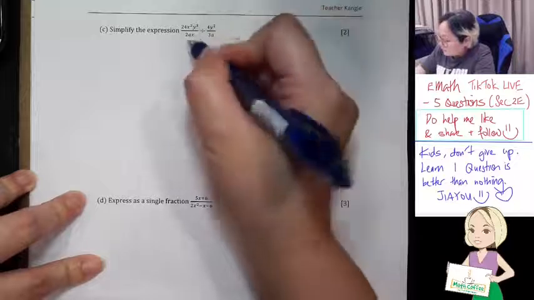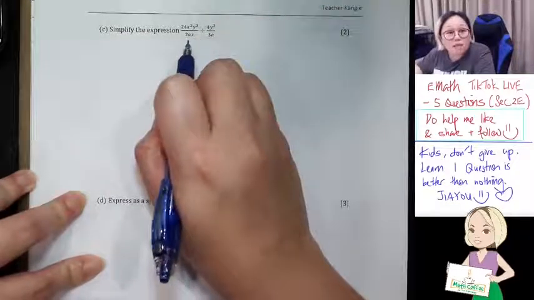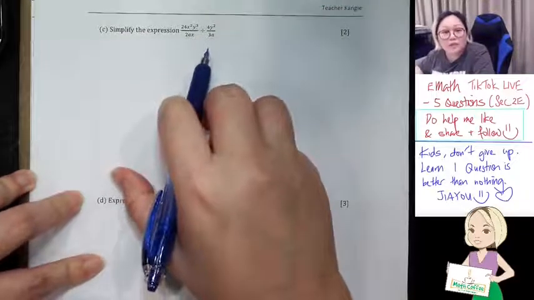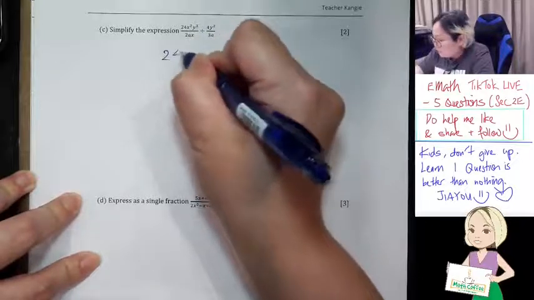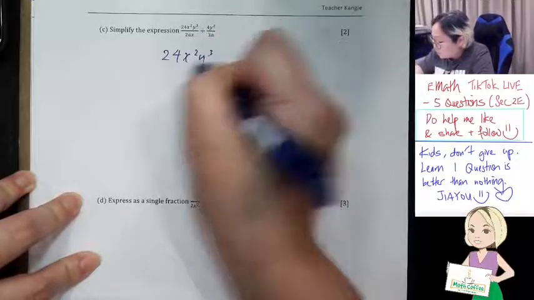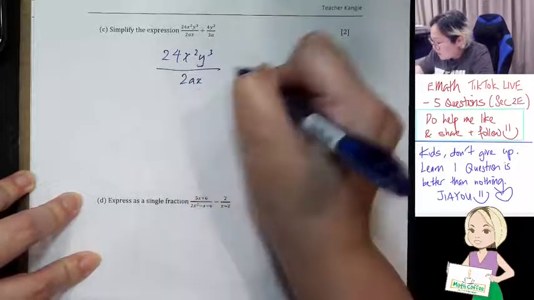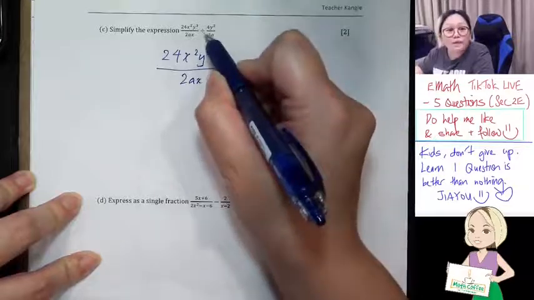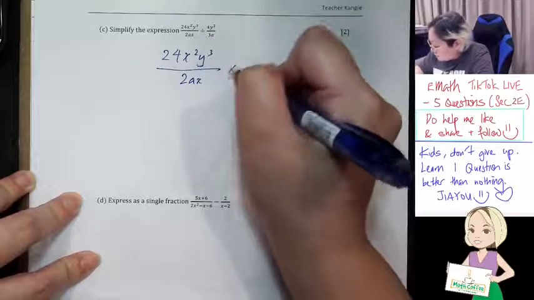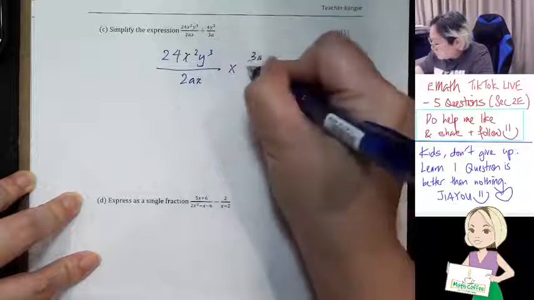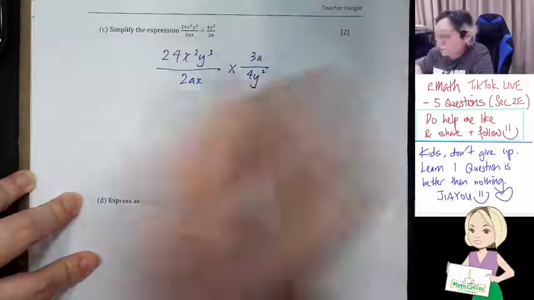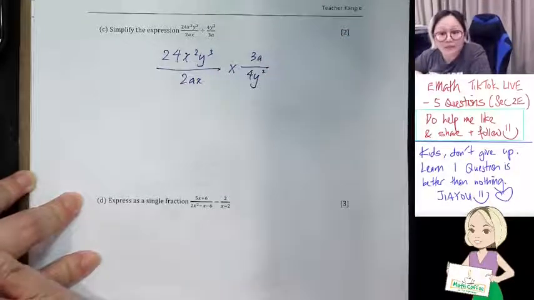Okay, like this one. This is algebraic fraction. Also learned in Sec 2. So I'm going to write it bigger. That one is a bit small. 24x squared y cubed over 2ax. I also change the divide to multiply. Then I'm going to switch this one. 3a at the denominator become to the numerator. This one become 4y squared. This one big enough. Can see or not?